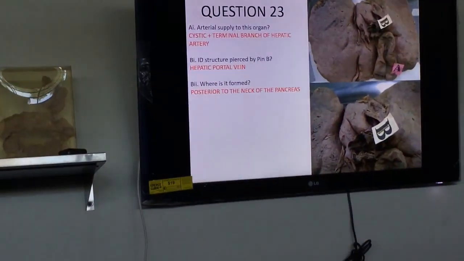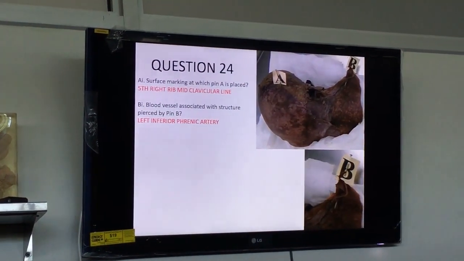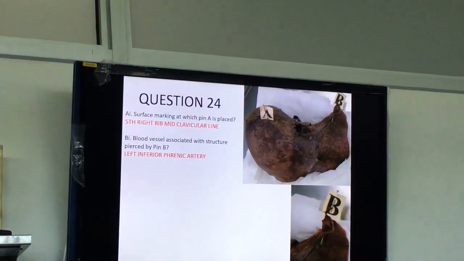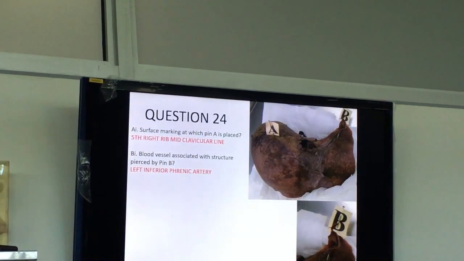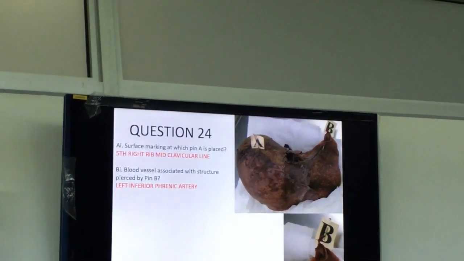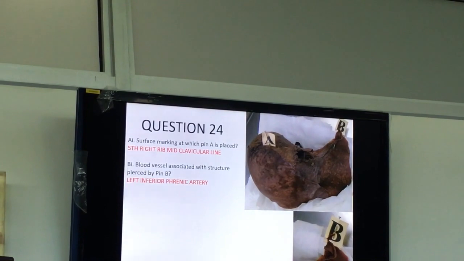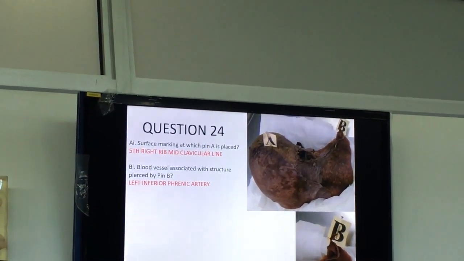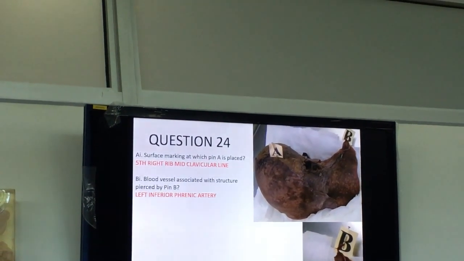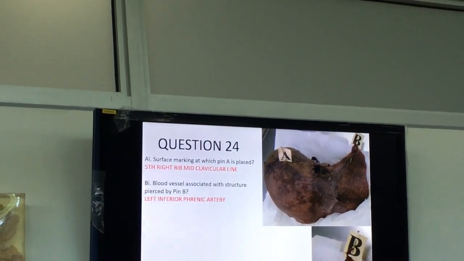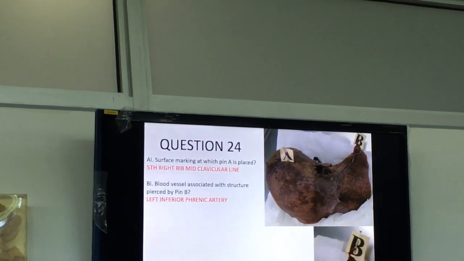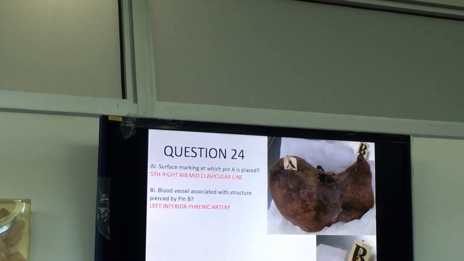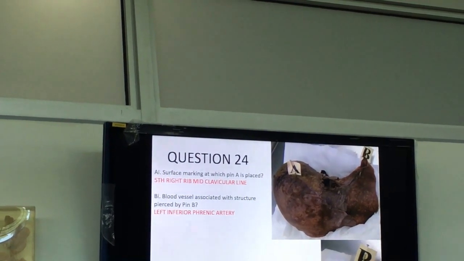Alright, moving on now. Now this one is something that you will get in the exam. The surface marking at which pin A is placed is the fifth right rib, the mid clavicular line. What about B now? Which blood vessel is associated with the structure pierced by pin B? And you see there, left inferior phrenic. Left inferior phrenic.